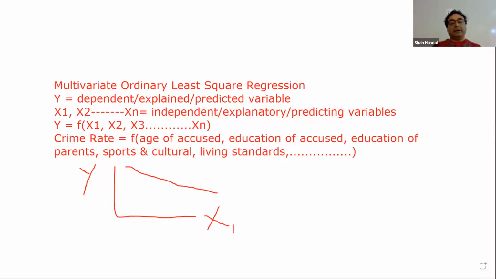Which basically means that as the age of the accused goes up, people tend to become more peaceful, more law-abiding. I mean, just a theory. And these kinds of relationships, these kinds of theories, you understand in the literature review. Sometimes these theories are well established, and sometimes you make your own arguments.